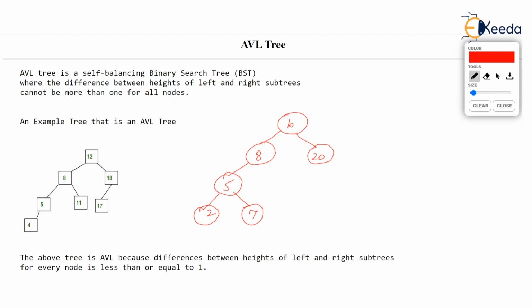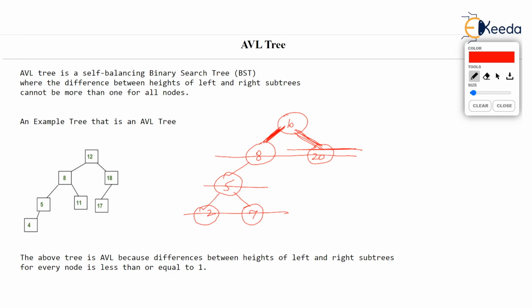Now, if I ask you what is the left height of 10, it is this level 1, then level 2, then level 3, isn't it? At this level 3, both nodes 2 and 7 are there. So the left height of 10 is 3, and the right height of 10 is just 1, because only this node 20 is there at this level. There is nothing deeper than this 20.